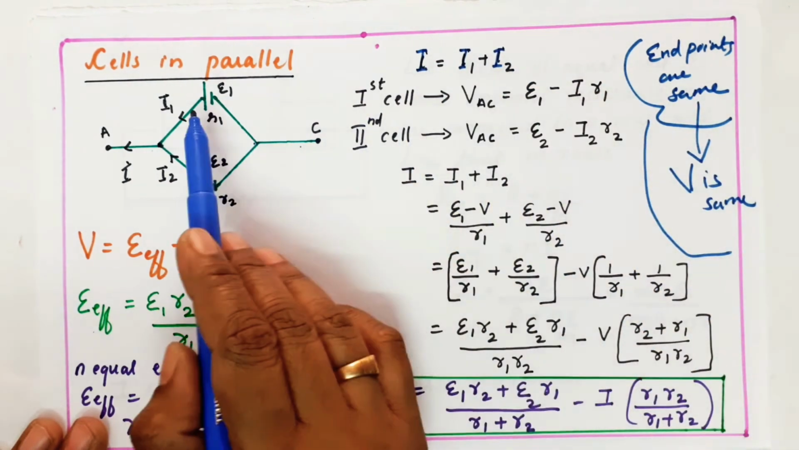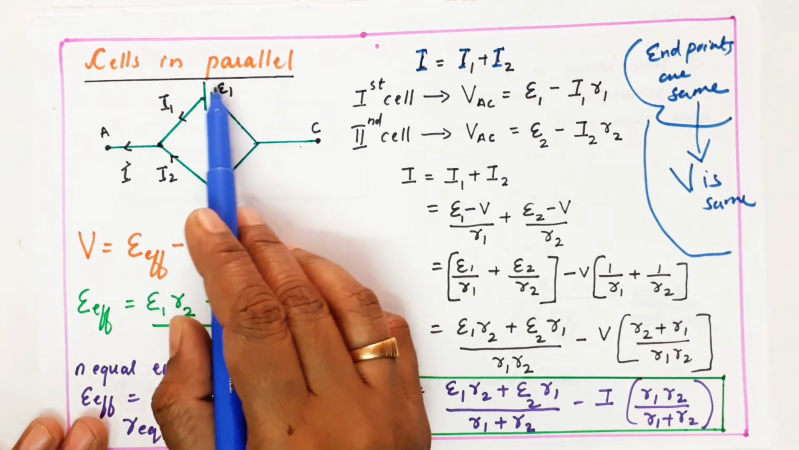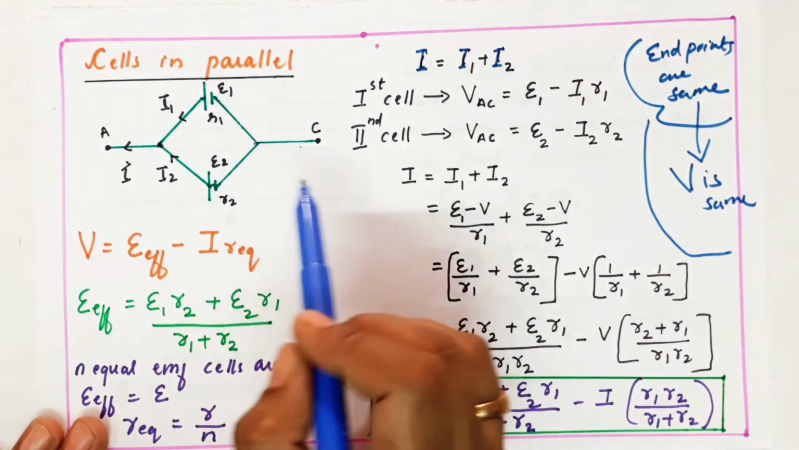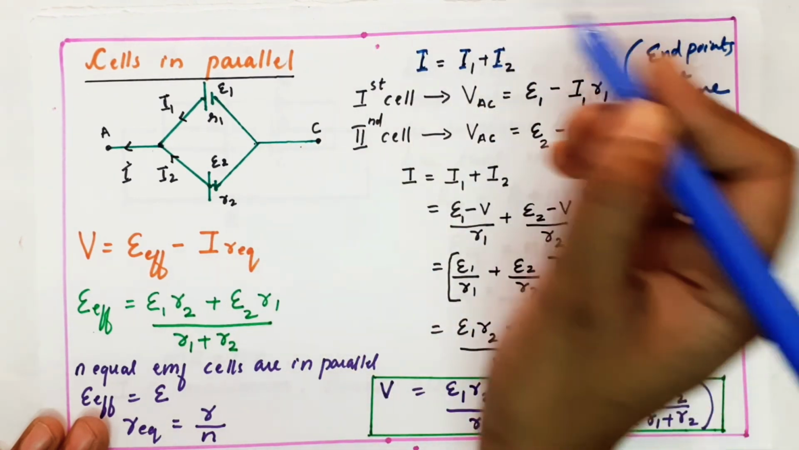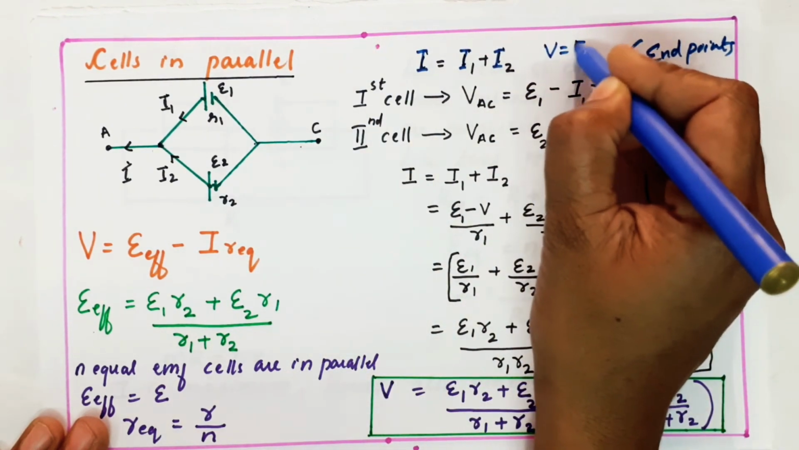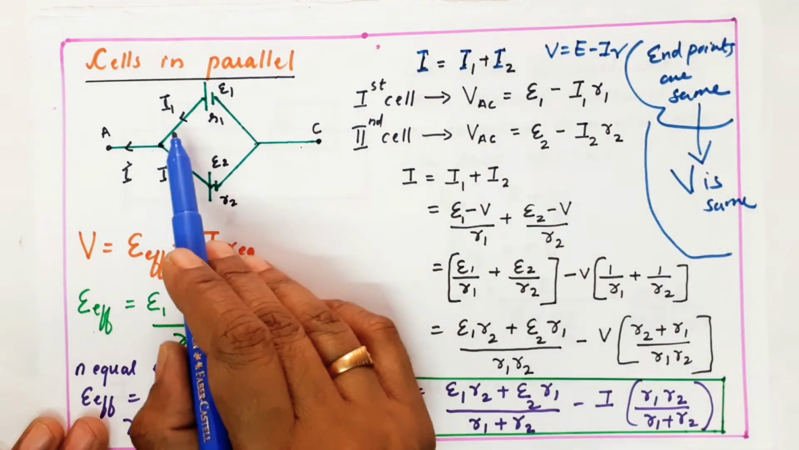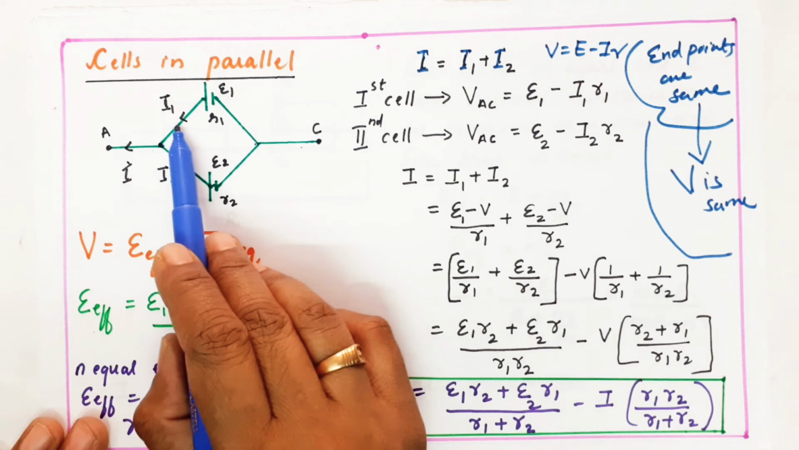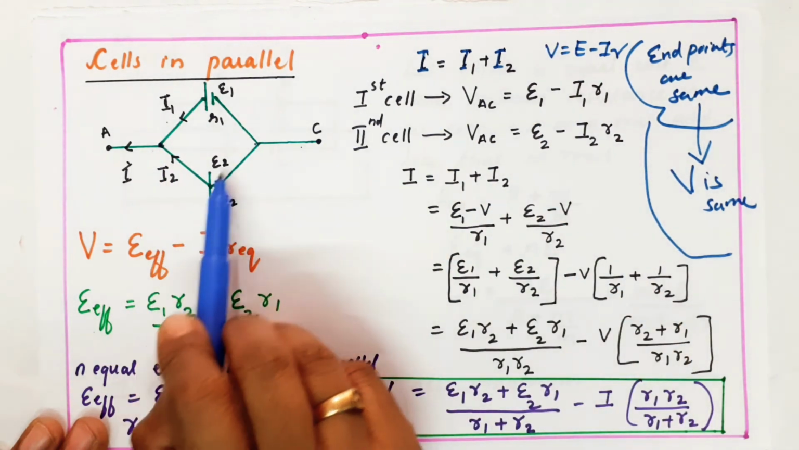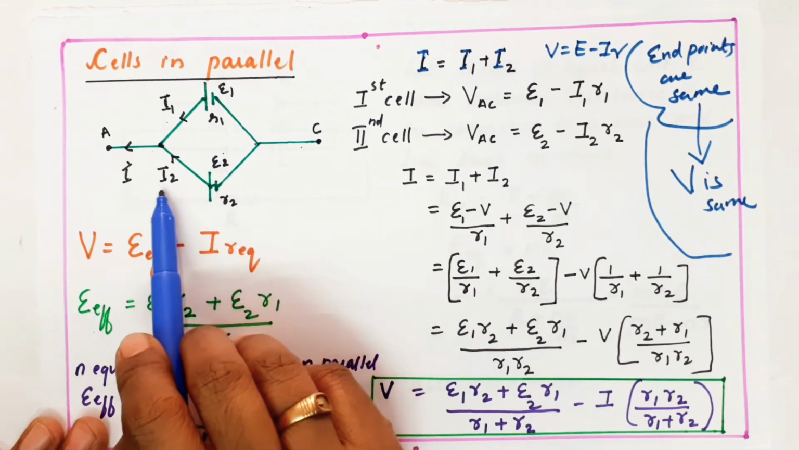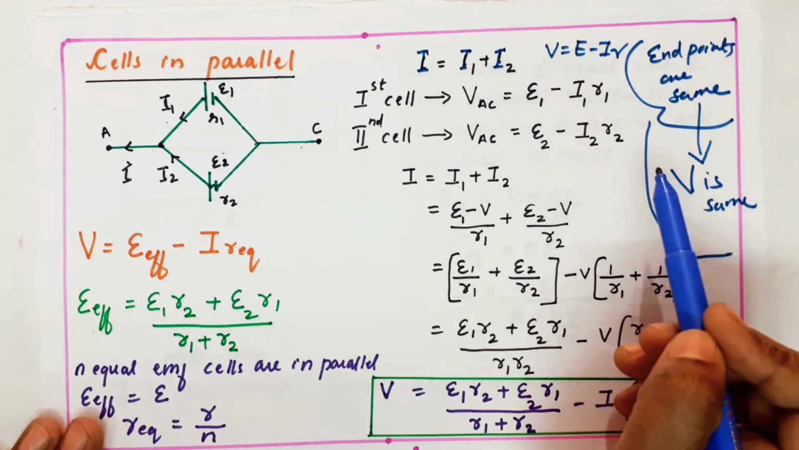Now, take the first cell. What voltage equation can I write? You know the standard equation: V is equal to E minus IR. So for the first cell, V equals E1 minus I1 R1. For the second cell, it will be E2 minus I2 R2. So I got two equations.